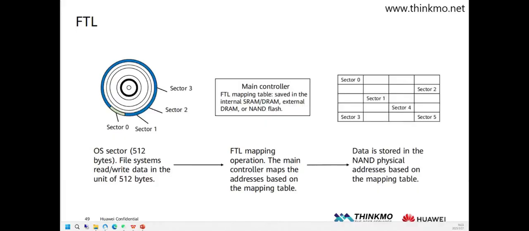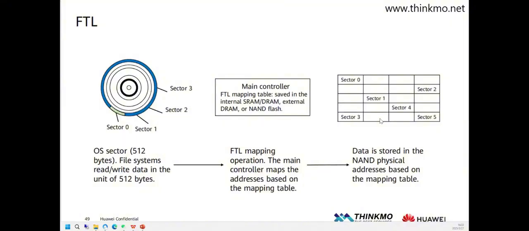It's equivalent to our operating system issuing a read or write request. The main thing specified in this request is our logical address, which is a sector address in units of 512B, for example sector 0, sector 1, these kinds of sector positions. After specifying the sector, our flash translation layer starts to perform the mapping function. The main controller will map according to the addresses in our mapping table.